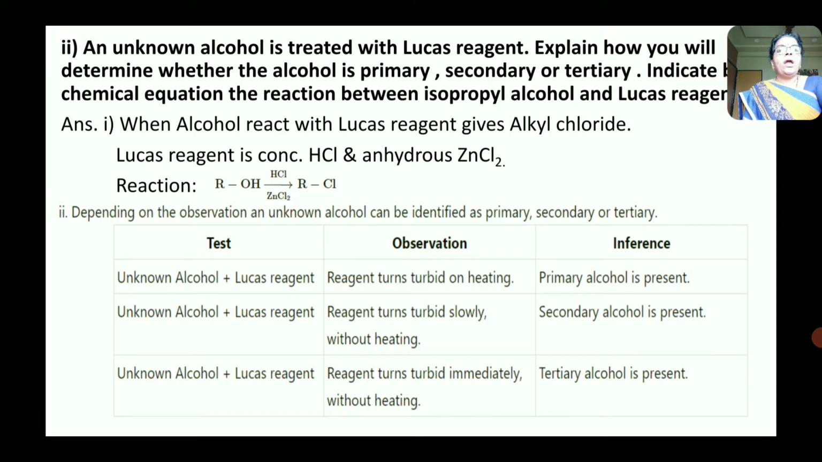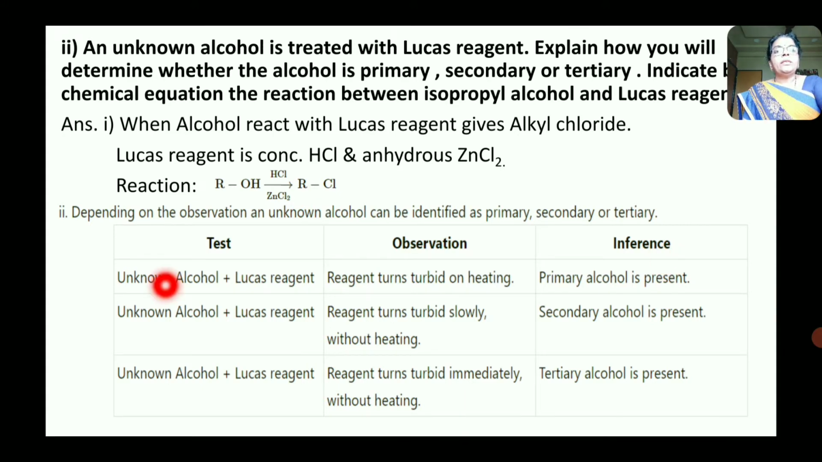Now first test is unknown alcohol when it is treated with Lucas reagent, then observation is that reagent turns turbid on heating. That is, this reaction, unknown alcohol plus Lucas reagent, is a slow reaction which is carried out after heating to form a product. That is, reagent turns turbid on heating. From this you can say that this alcohol is primary alcohol. That is, here rate of reaction of primary alcohol is low with Lucas reagent.